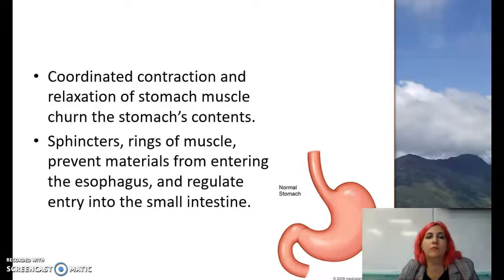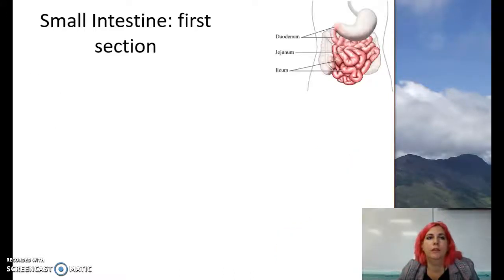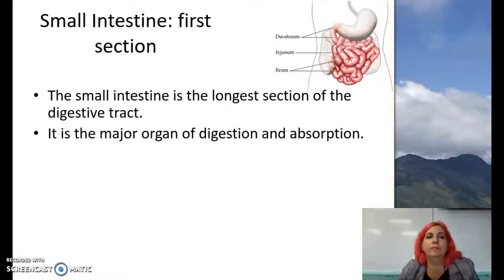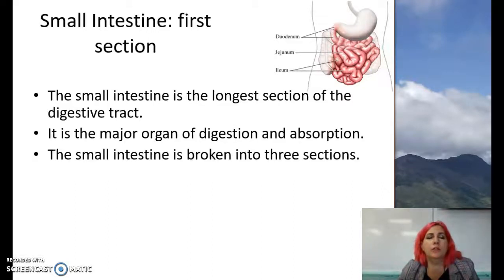Sphincters, which are rings of muscle, prevent materials from entering the esophagus and regulate entry into the intestine. So you have a sphincter here, and you have a sphincter here. Your cardiac sphincter and I can't think of the name. The small intestine is the longest section of the digestive tract. If we look at, there's three sections: the duodenum, the jejunum, and the ileum. It's the major organ of digestion and absorption.